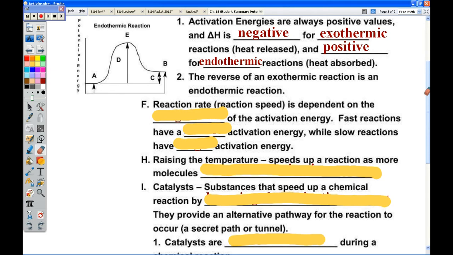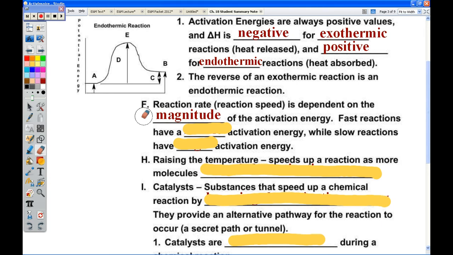Reaction rate is dependent on the magnitude of the activation energy, or the size of it. The higher the hill you have to climb, the more energy you need, which means the slower your reaction is going to be. Think about this. The more energy it takes for any two particles to collide, to get them to react, the slower your reaction is going to be.